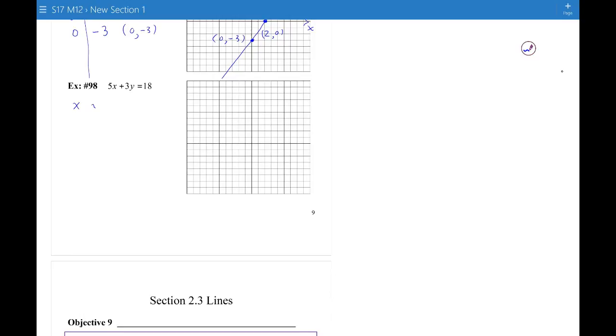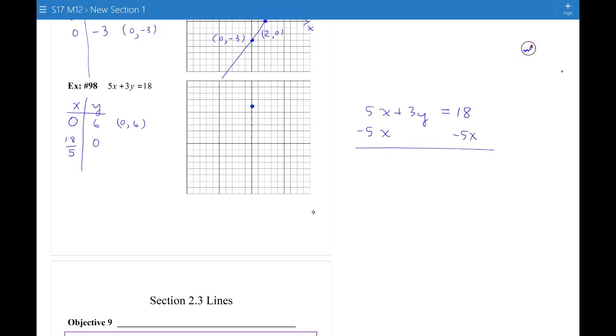Okay, so let's look at this next one. And like I was saying, this one's going to come out funky, so it's really not going to be that useful. When x is 0, that one's easy. When x is 0, y is 6. So I can find the y-intercept pretty easily. But when y is 0, x is going to be 18/5. I don't even want to try and figure out where that point is. So instead, you need to have more than one technique, because if you only have one, then sometimes that's the hard way.